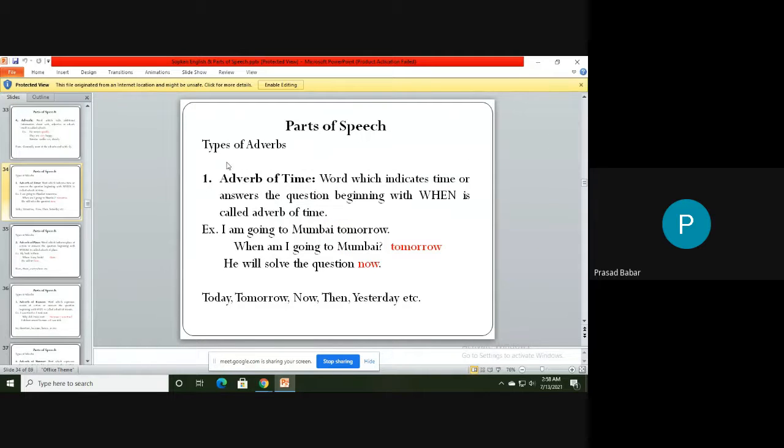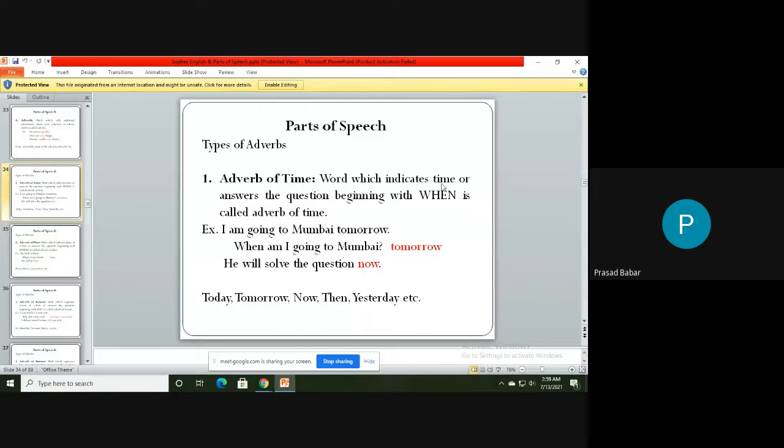So there are also various types of adverbs, and they are: the first type of adverbs is the adverb of time. Okay, so what are these adverbs then?